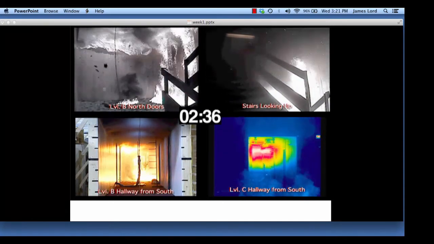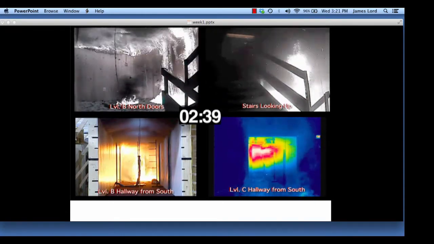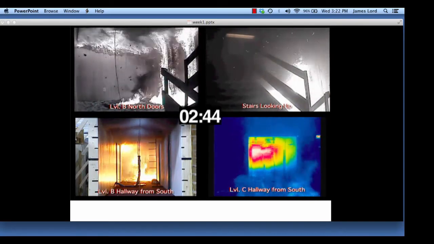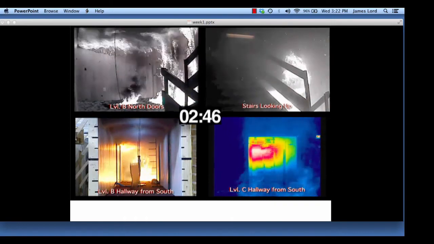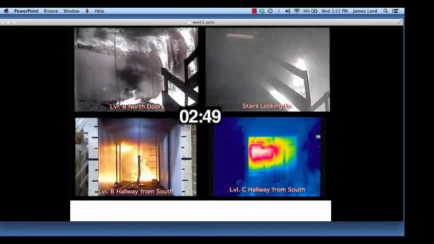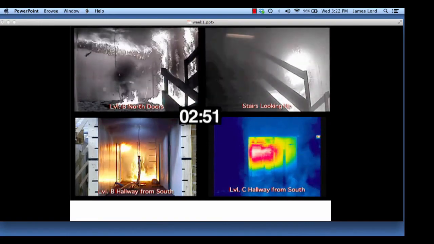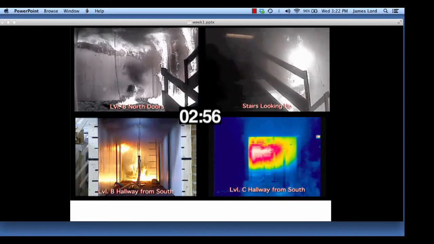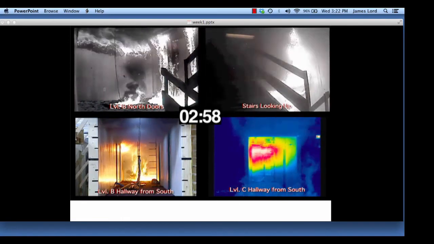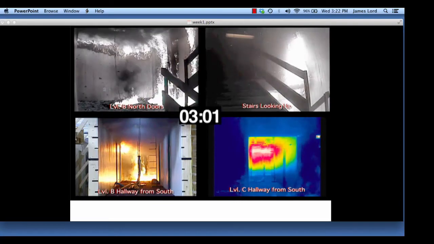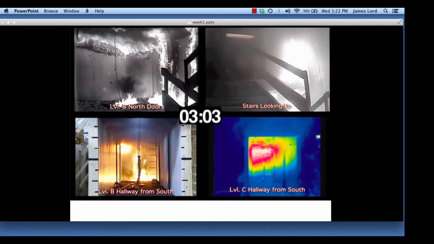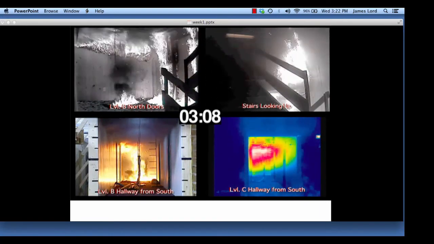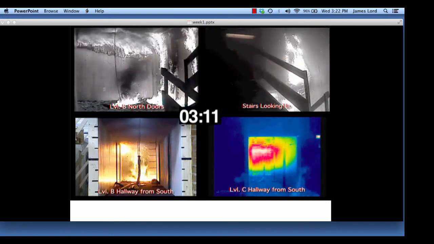So now we're starting to get some flames across the ceiling on level B. At the same time, all that heat is pushing things up to level C. We're sort of preheating all the wood paneling up there so that when the flames do make it up, they're going to have some preheated fuel to work with. If you notice some sparks in the lower left, that's arcing from the light fixtures that run at the ceiling of the hallway.